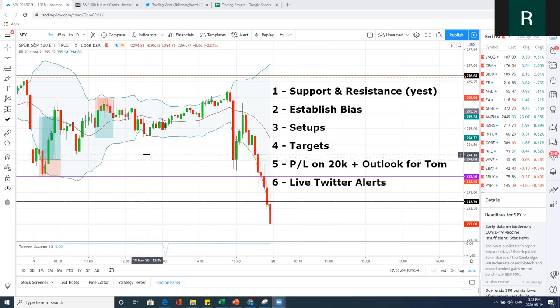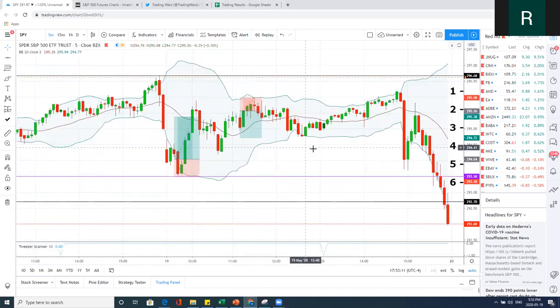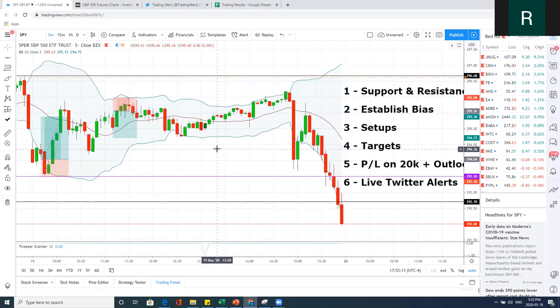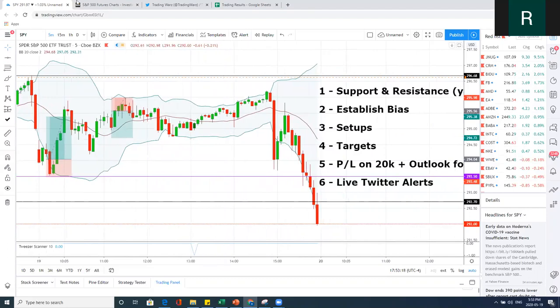Okay, guys, like each and every day, we're going to have our support and resistance drawn up. So I have yesterday's low and high drawn. And then we're going to peek into the overnight to look at establishing our bias as well as any other major levels of support and resistance.